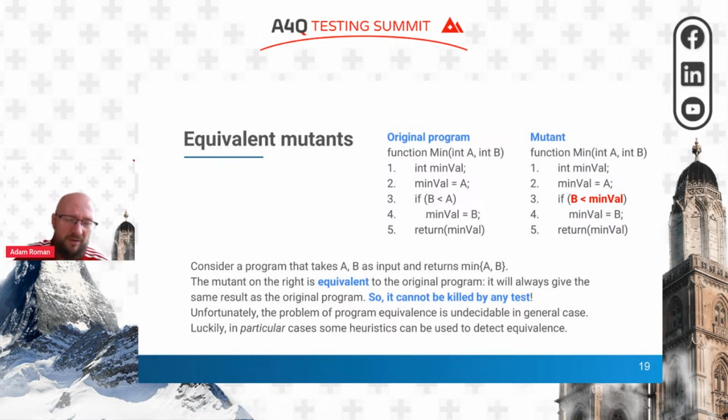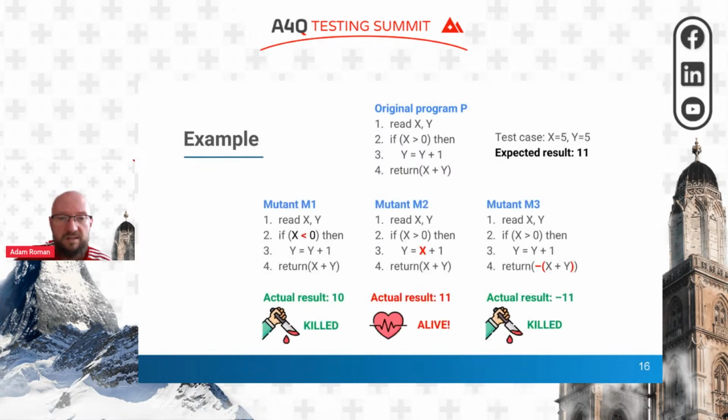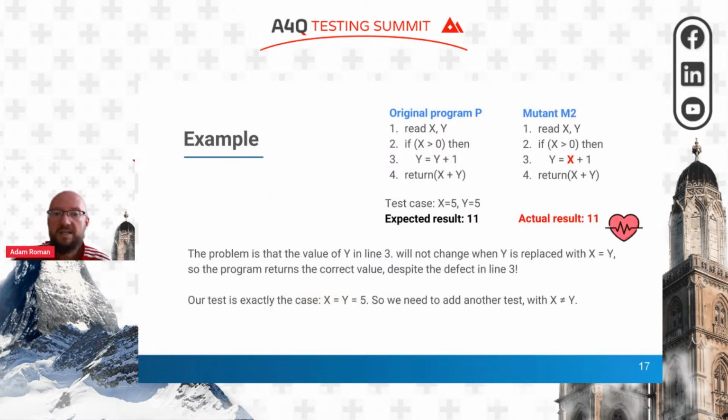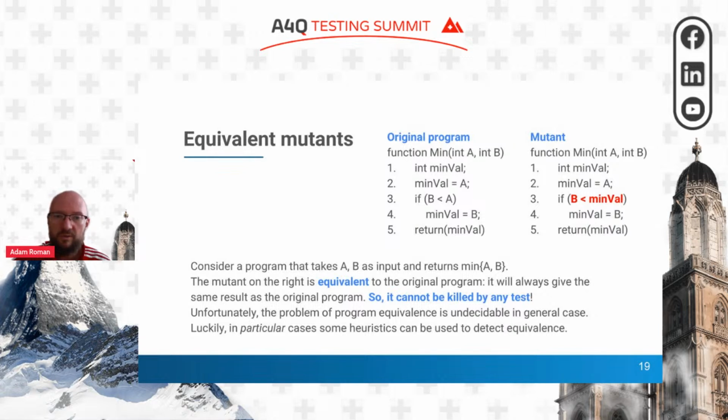Sometimes we want to avoid these situations, and there are some heuristics that allow us to detect at least some trivial equivalent mutants. That's why in this process there is this step, detect equivalent mutants. If we have a lot of equivalent mutants, they impact the mutation score, because it will be lower than it is in reality, as the denominator will be greater because of equivalent mutants. So we try to avoid equivalent mutants.